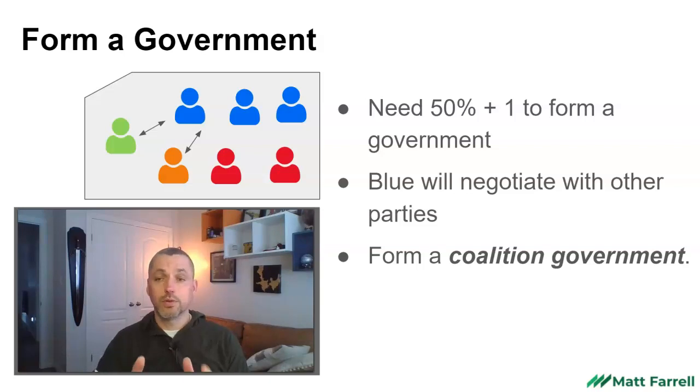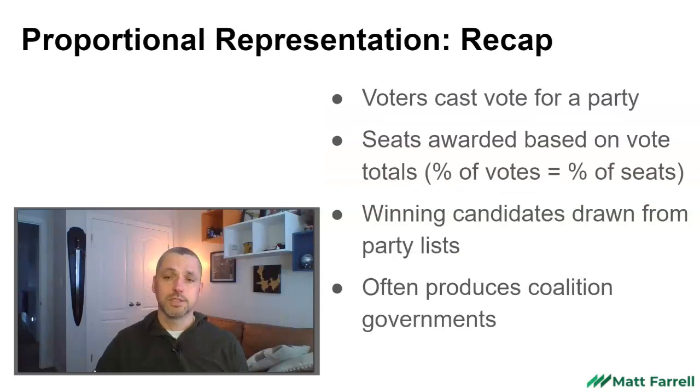Now, it's also possible the Red Party could get together with the Orange and the Green Party and have 4 of the 7 seats. Either one. The point is that when no party has a majority, the parties need to work together to form a partnership, and we call those coalition governments. They are very common in proportional systems.